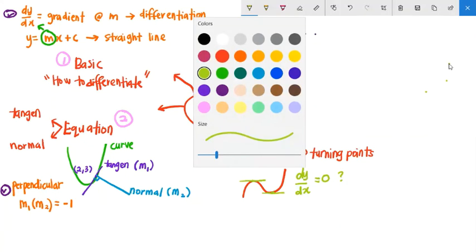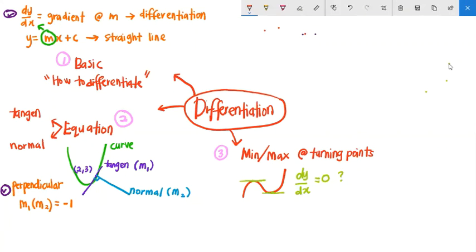Okay, so next. Number 4. Okay. Kita ada small change. Okay, we have a small change.